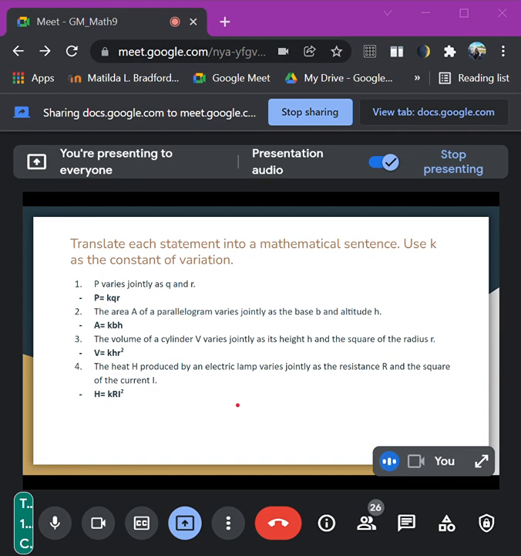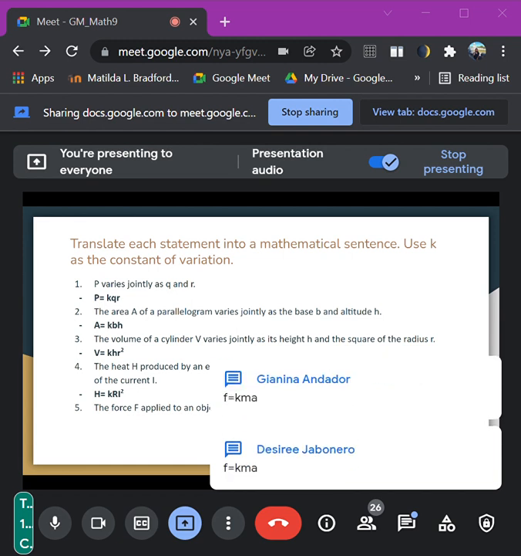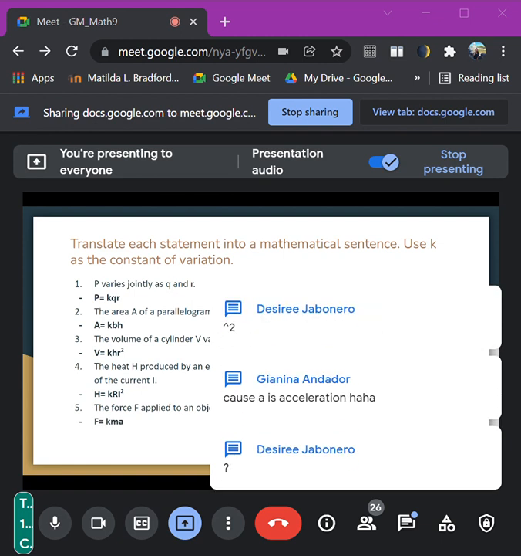Down to the next one, we have here the force F applied to an object varies jointly as the mass M and acceleration. That is F is equals to K times M times A.